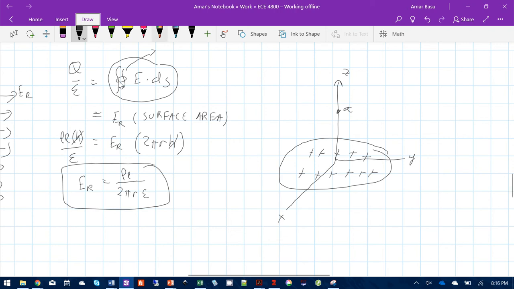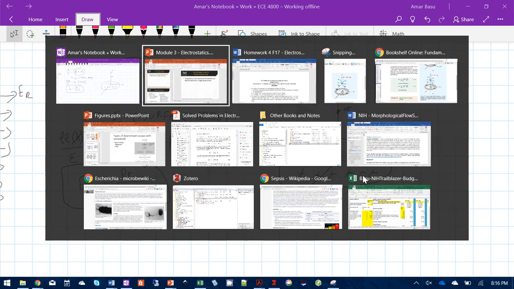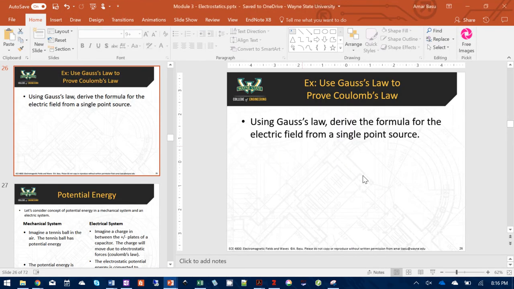So you're actually going to solve for this both ways. You're going to do the charge integration approach, and you're going to do the Gauss's law approach, and you should get the same answer both ways. All right, good. So, any questions on Gauss's law then?